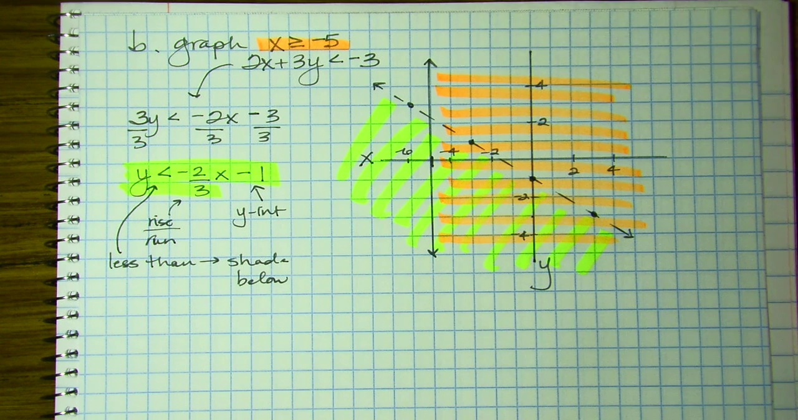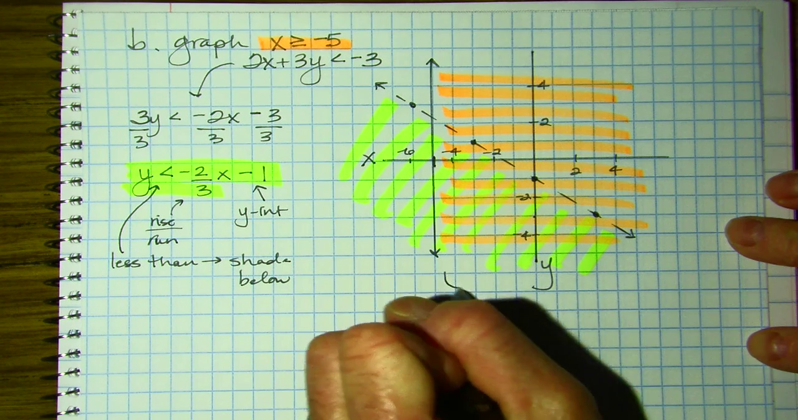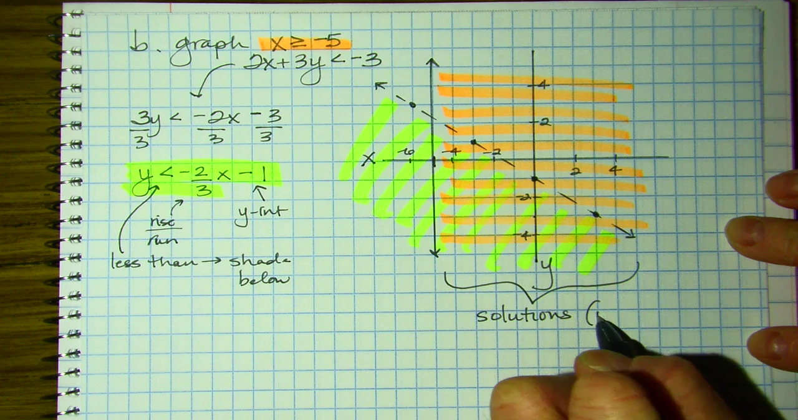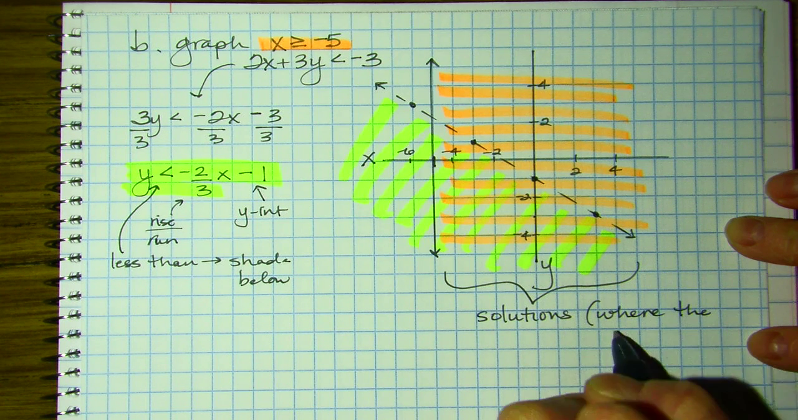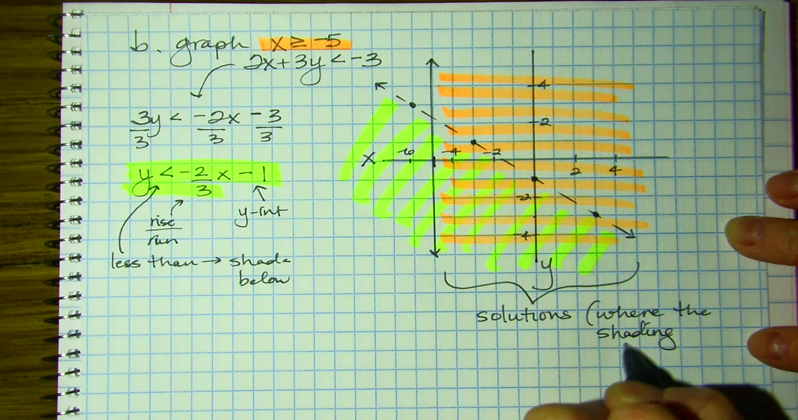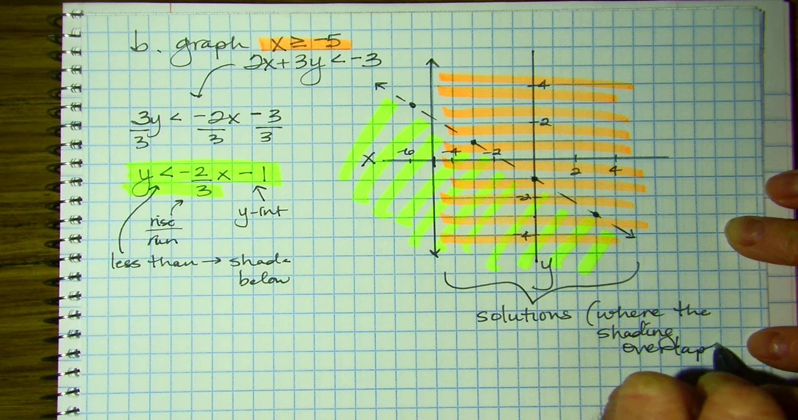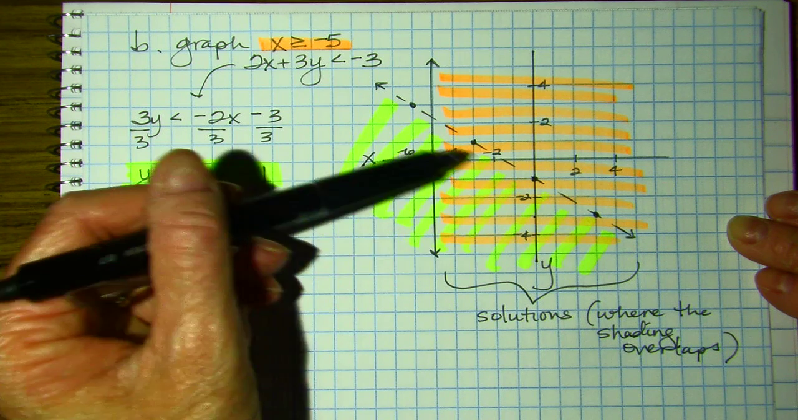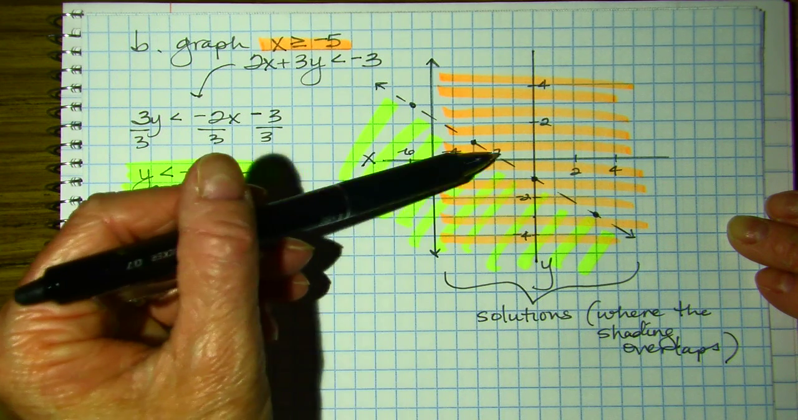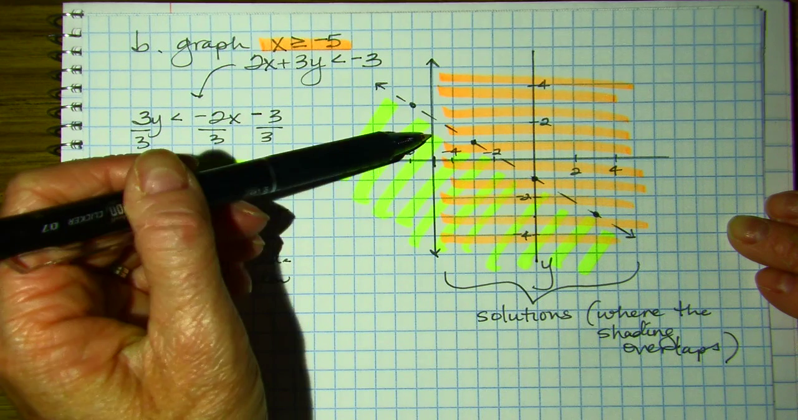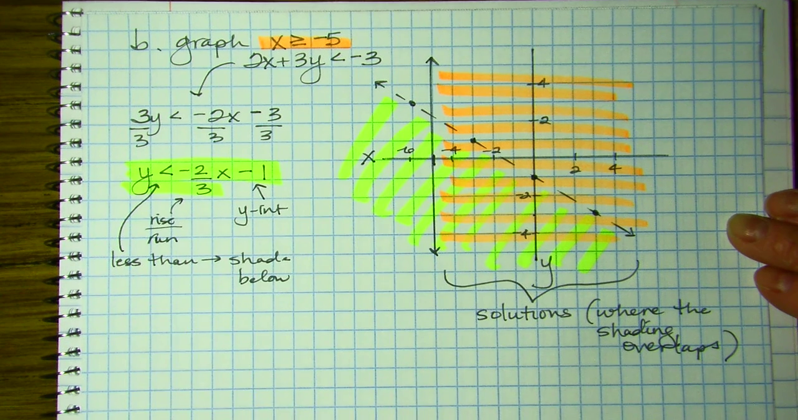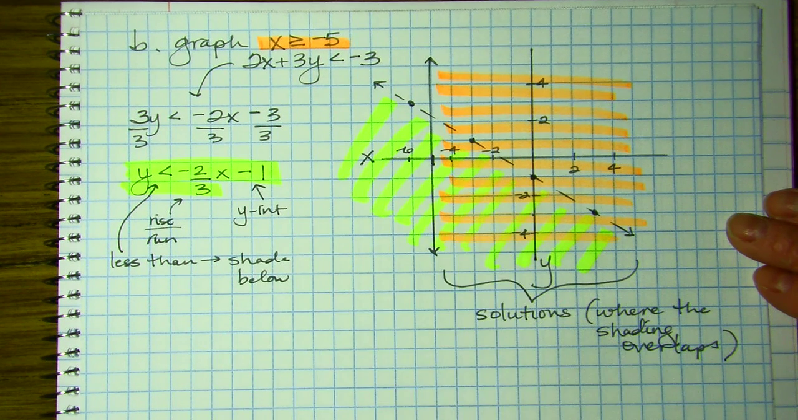And the solution area is where the two colors overlap. So this area here represents all of my solutions because it's where the shading overlaps. So if I was reading this, any point within the yellow-orange area is a solution. It cannot be on this dashed line. The broken line means it can't equal, but it can be on any point on this line or in this region is a solution. So there's more than one solution because it's any point in that area.